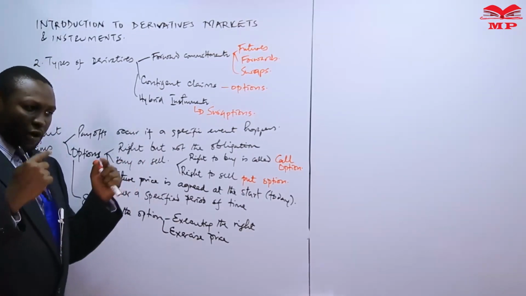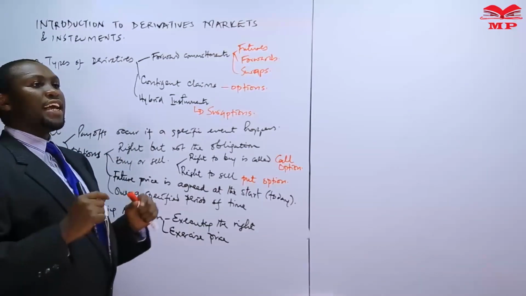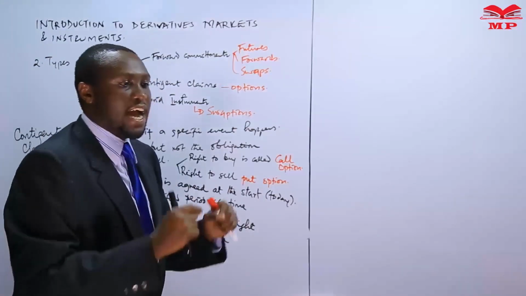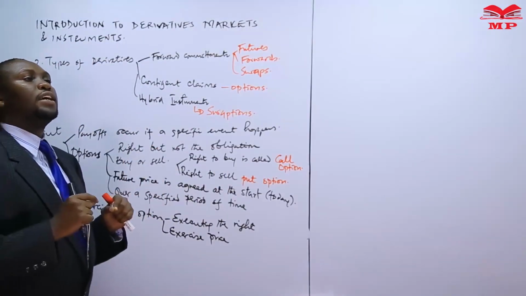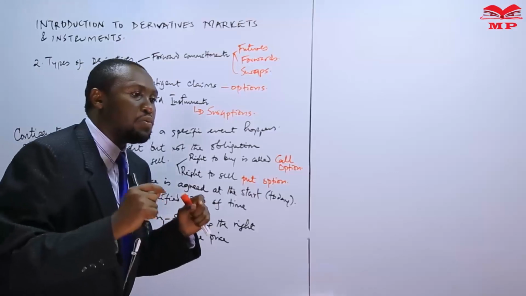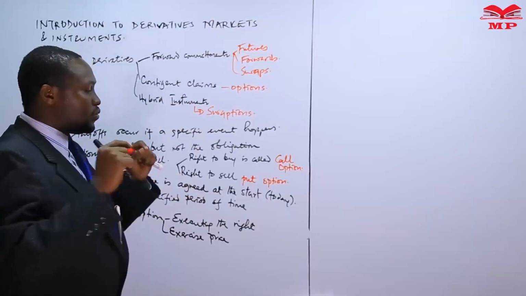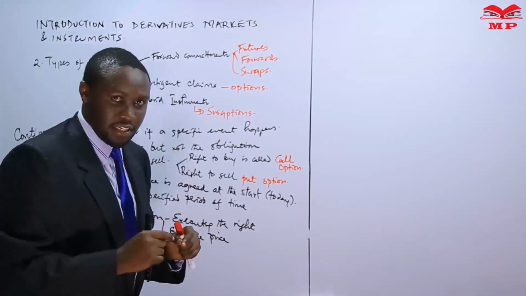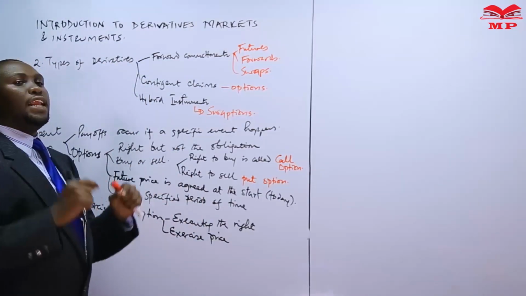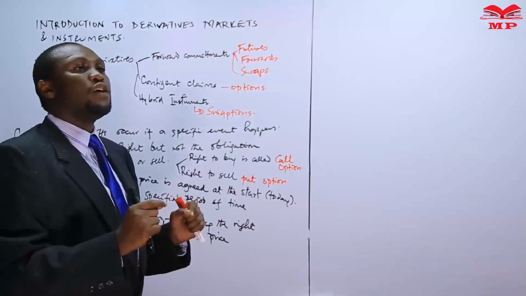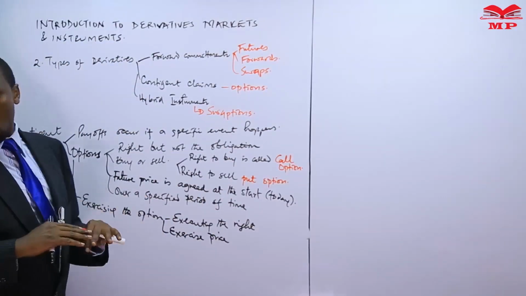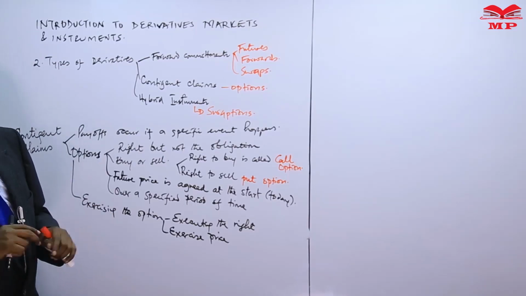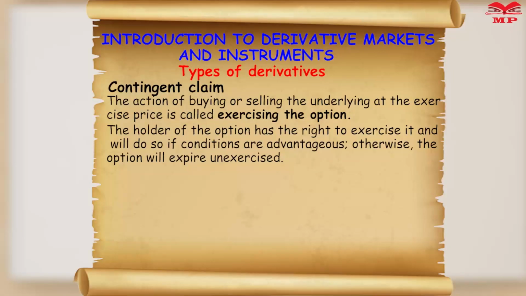Or put it the other way. If the KCB share is selling at 50 and the contract stipulates that you have the option to sell at 48, of course, you cannot sell at 48 when the market is offering 50. Therefore, you let the option expire. So the payoff, that's why we are saying it's a contingent claim.